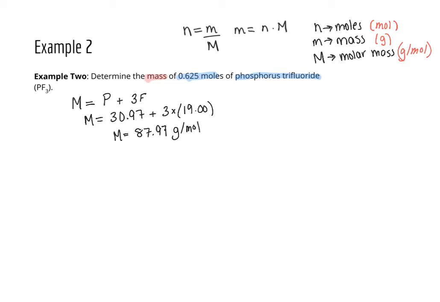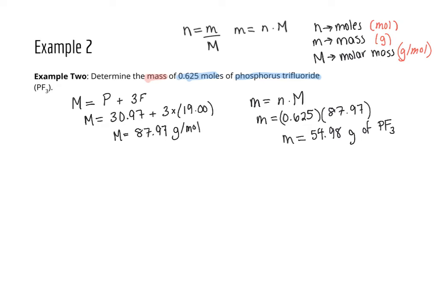So now we need to figure out which of the formulas I'm using or what I'm solving for. So I'm looking for mass. So mass equals moles times molar mass. We know that my moles is 0.625. We're going to multiply that by my molar mass, which was 87.97. Mass is going to equal 54.98 grams of phosphorus trifluoride. And there's our answer. And again, I can't stress enough how important it is to state the unit and what you were looking for.